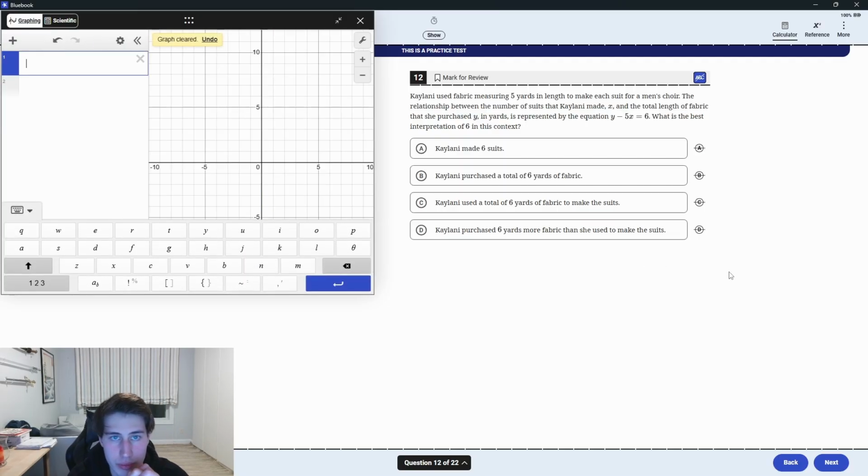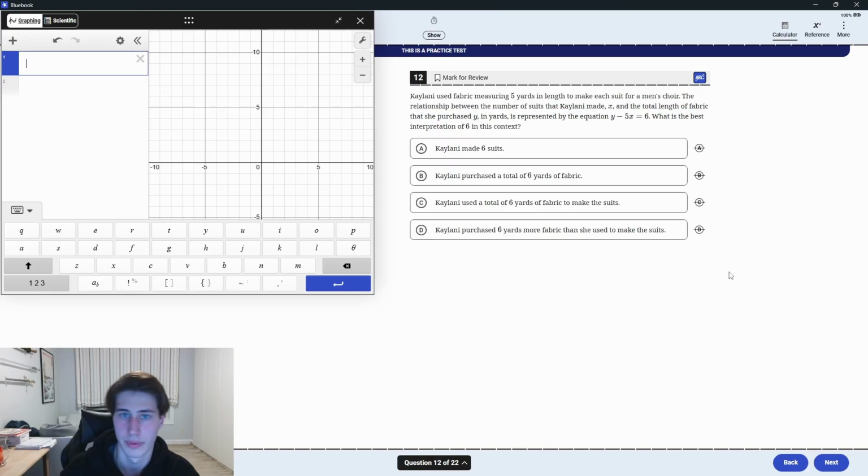So number 12, Kaylani used fabric measuring 5 yards to make each suit for a men's choir. The relationship is modeled by y minus 5x equals 6, where y is the total length of fabric that she purchased in yards. What is the best interpretation of 6 in this context? Okay, so this is saying that the total length of fabric that she purchased was y, and then each suit, which is x, takes 5 yards of fabric.